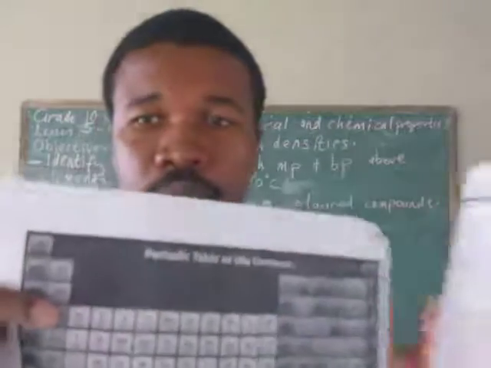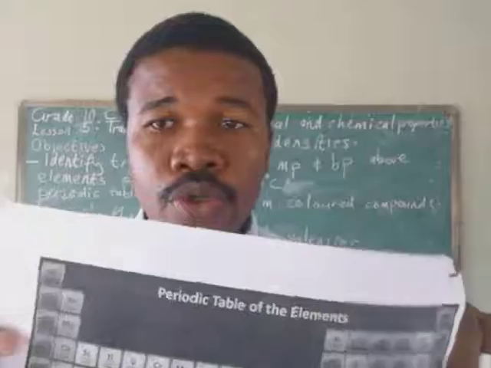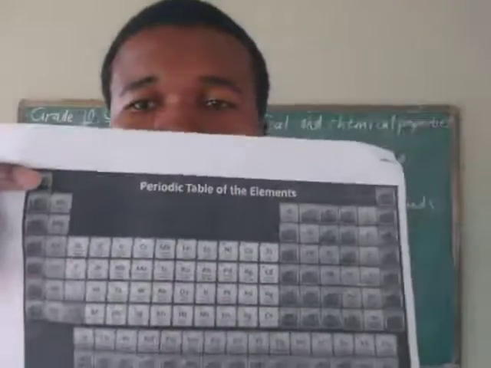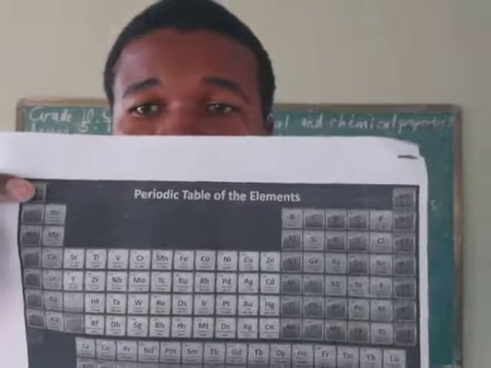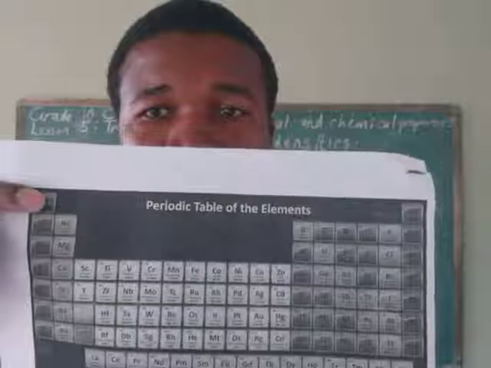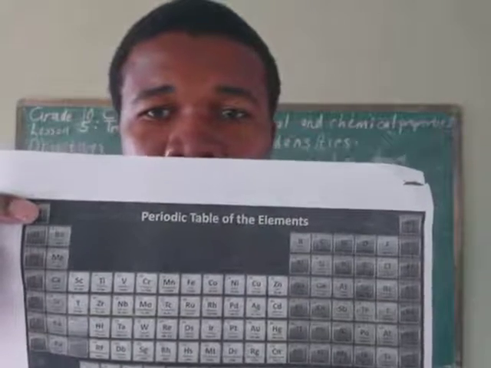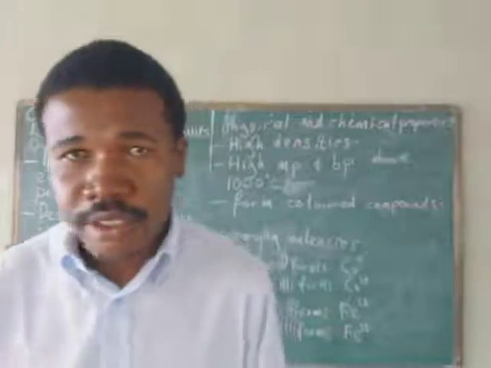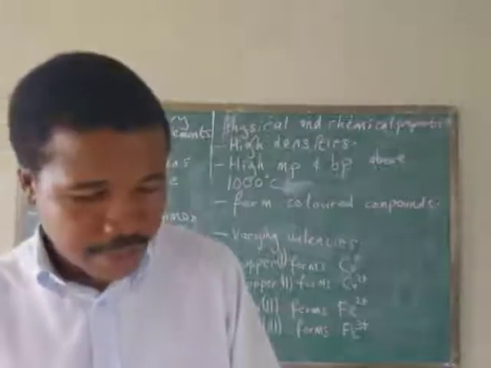So the ones that are between group 2, I'm holding 2 papers, that's why it's becoming a bit difficult. Between group 2, you see where there's beryllium, magnesium, calcium, and boron, aluminium, those elements that are there, those ones are the transition elements.